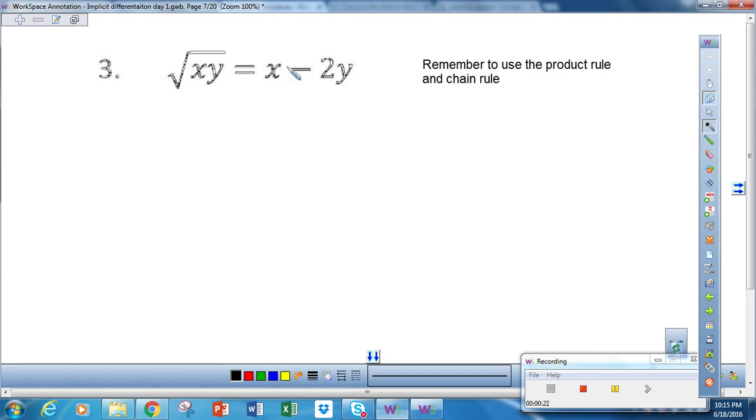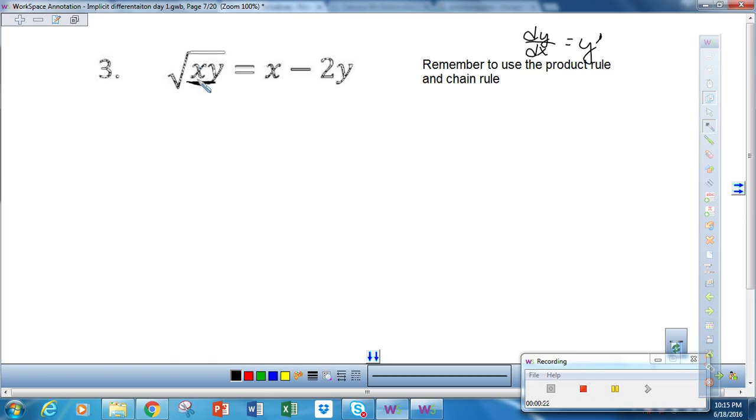Okay, so for a problem like this, you have to remember to use chain rule and also the product rule inside of this. So this is going to be a little bit more difficult. Now, because we're getting a little bit more difficult, let me just say that as a notation, dy/dx can be written as y prime. So on this one, I'm going to write dy/dx as y prime just to save some writing there, okay?